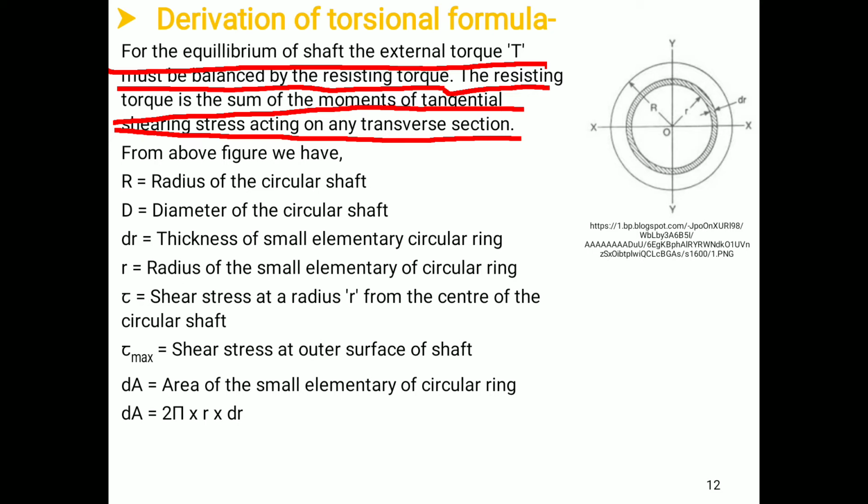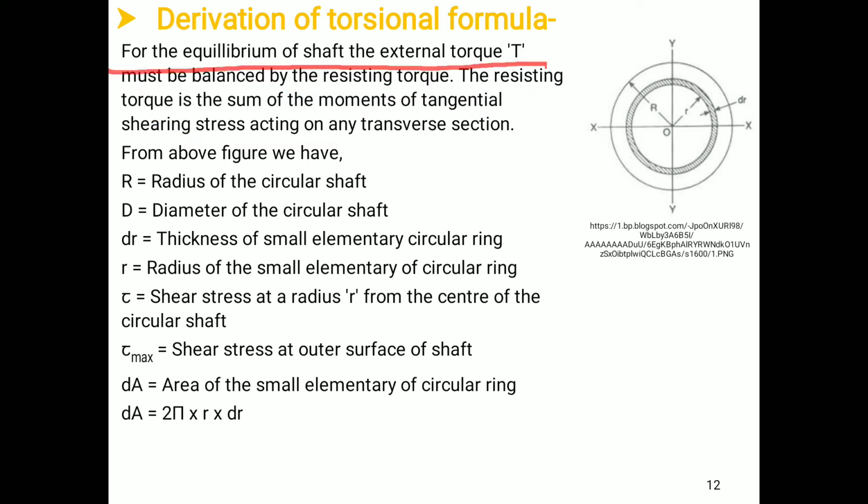It means that first of all we have to calculate the value of shearing stress, tangential shearing stress. After calculating the value of tangential shearing stress, on the basis of that we will calculate the internal resisting force, and internal resisting force into the perpendicular distance will be the moment. Therefore it is the sum of moment of tangential shearing stress acting on any transverse section.